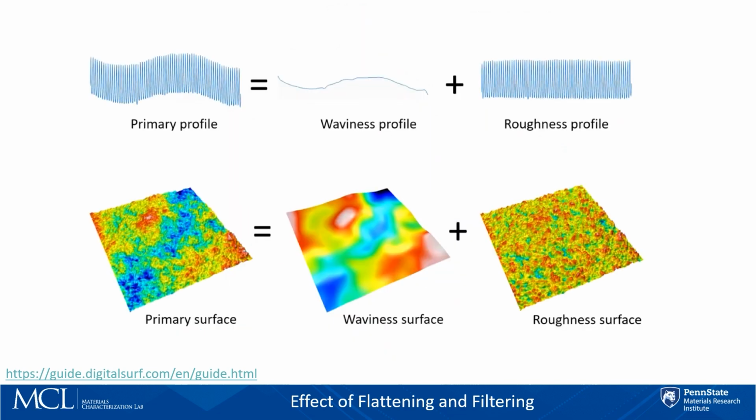So we can take our primary profiles, if this is a line measurement, or our primary surface, if this is a 3D measurement, and we can break this up into the various components. We have our low frequency waviness components, and then we have our higher frequency roughness components, and we can filter these out as we need.